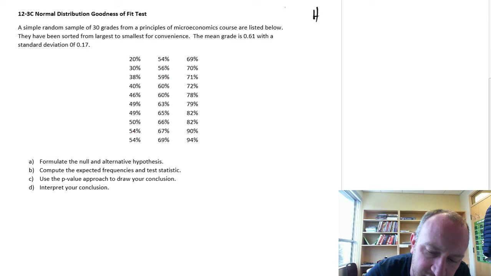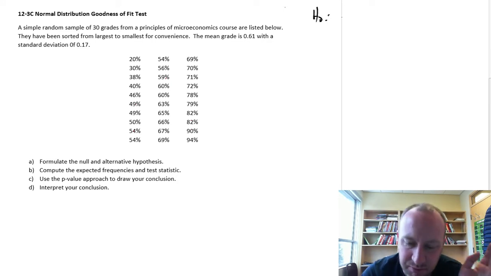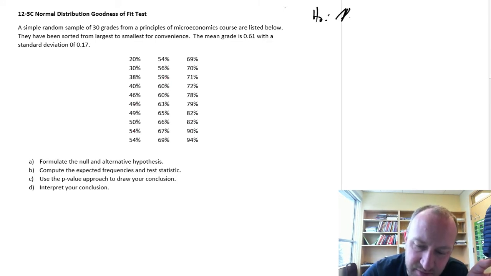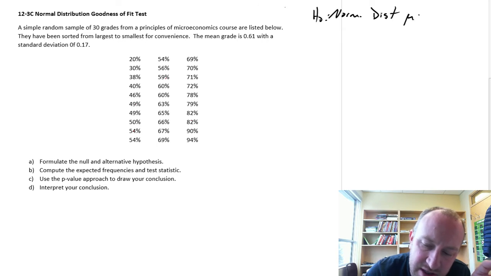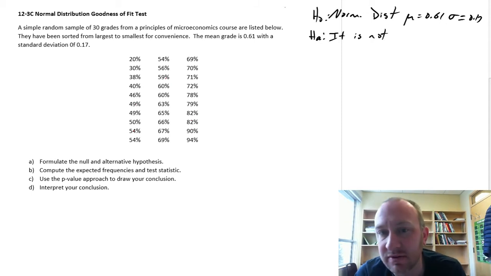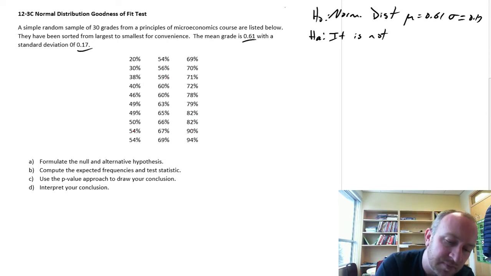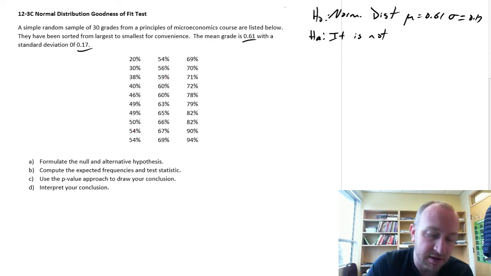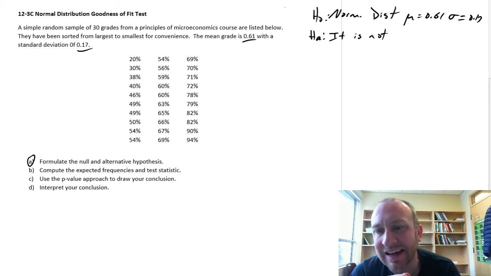So our null and alternative hypotheses, I'm just going to keep it brief: the null is that this is normally distributed with a mean of 0.61 and a standard deviation of 0.17, and the alternative is that it is not normally distributed with mean 0.61 and standard deviation 0.17. Okay, so there's the null and alternative hypotheses for part A.